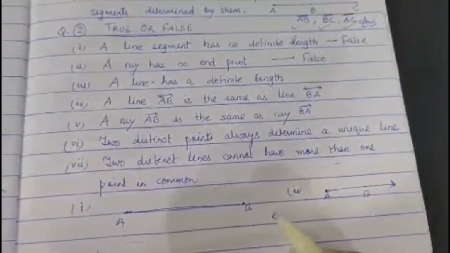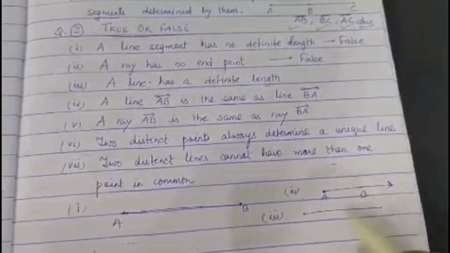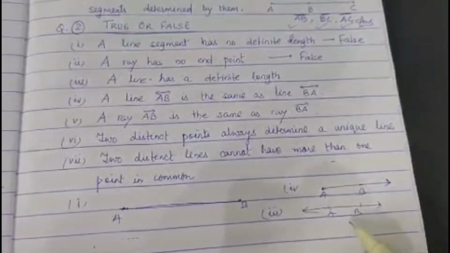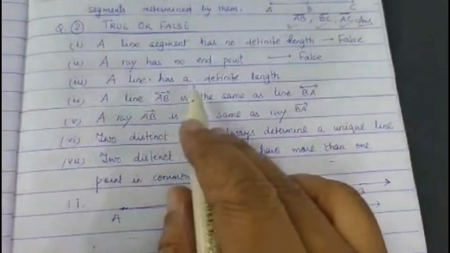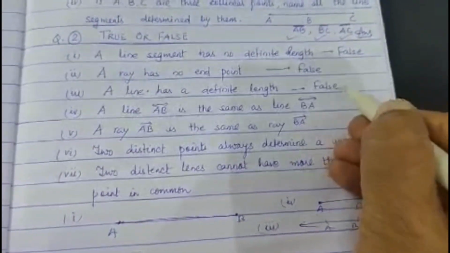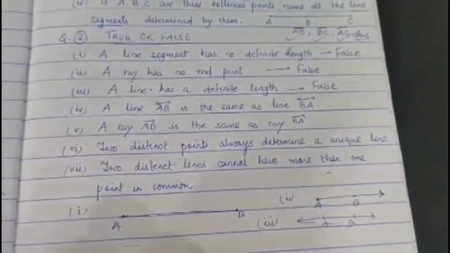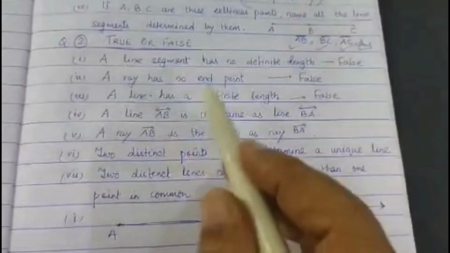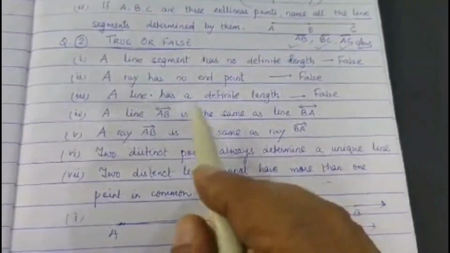Okay. Third, a line has a definite length. Now see, what is a line? This is a line AB. This is a line. It has no definite length. So saying it has a definite length is also false. Okay, I hope you can recall all these things. That is why I have taken these problems.